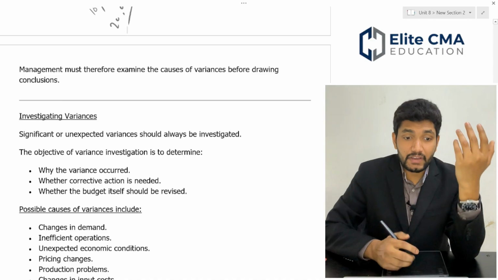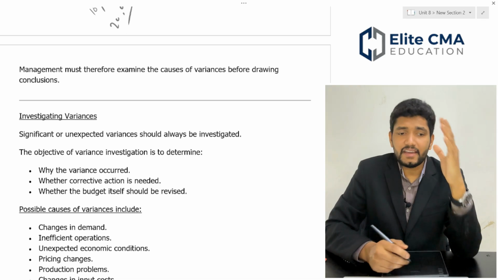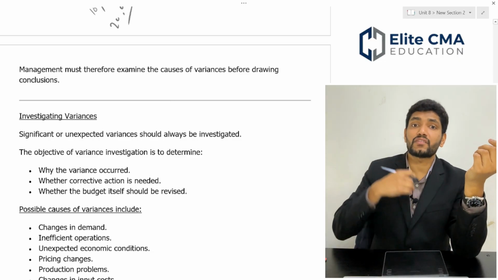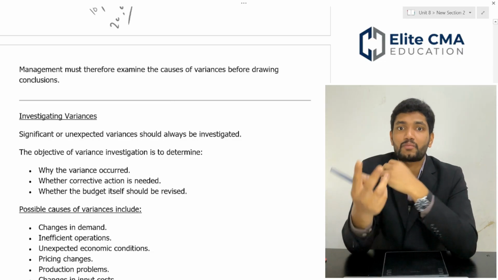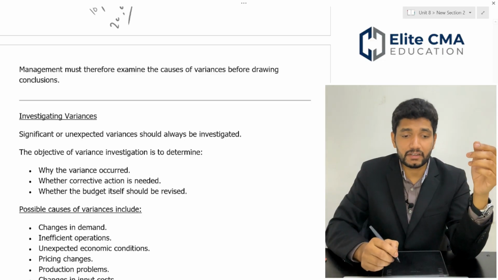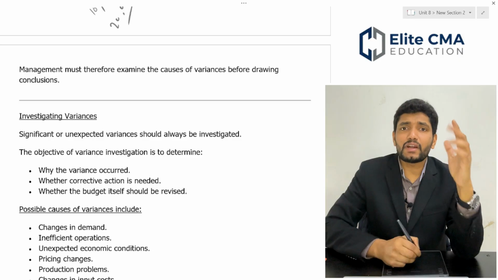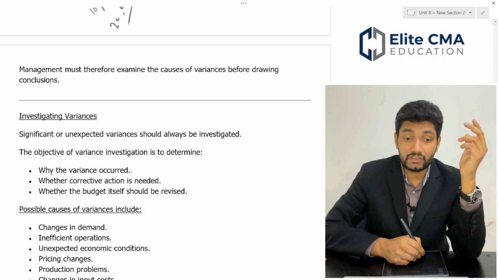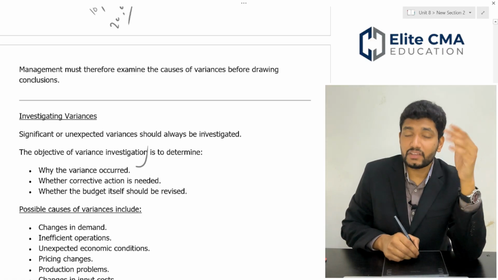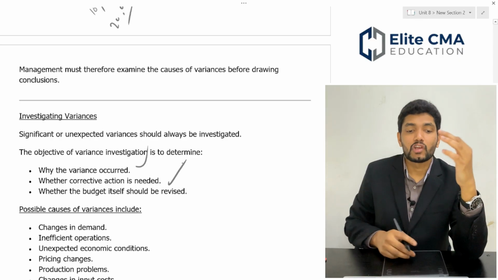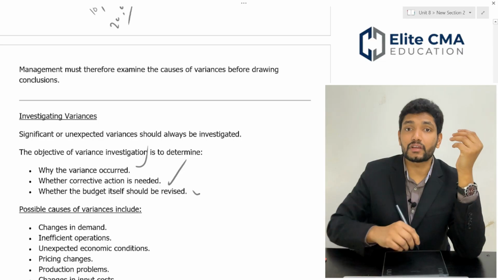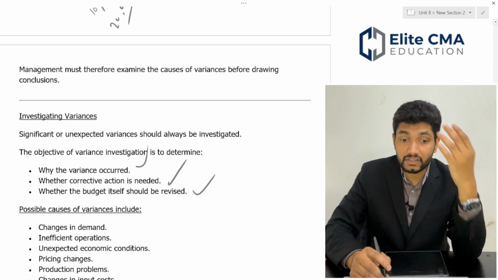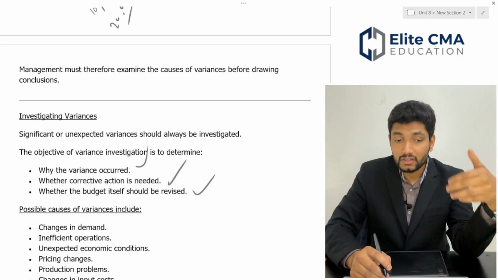Now, investigating variances. Again, significant or unexpected variations should always be investigated. If the variance is significant or unexpected, that variance has to be investigated. Again, what is the objective of variance analysis or variance investigation? Why has this variance occurred? Is any corrective action required, or should the budget itself be revised? The variance investigation will determine these things.